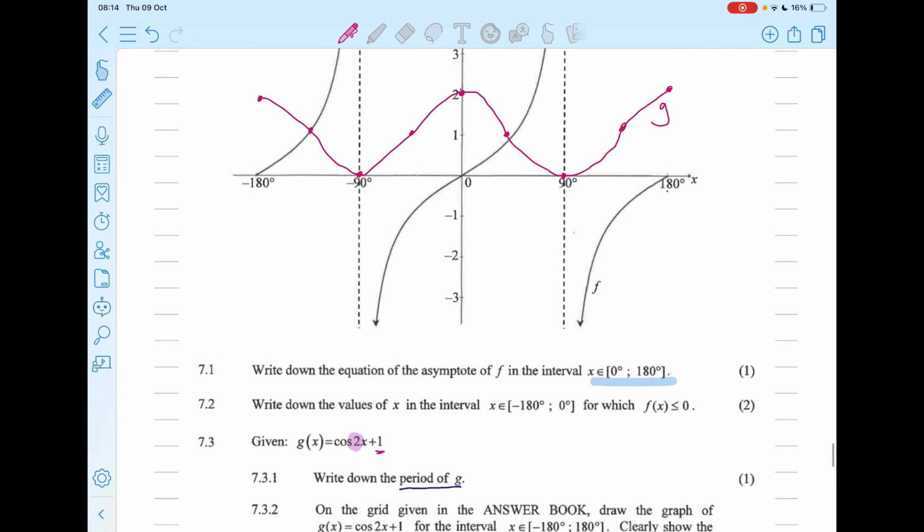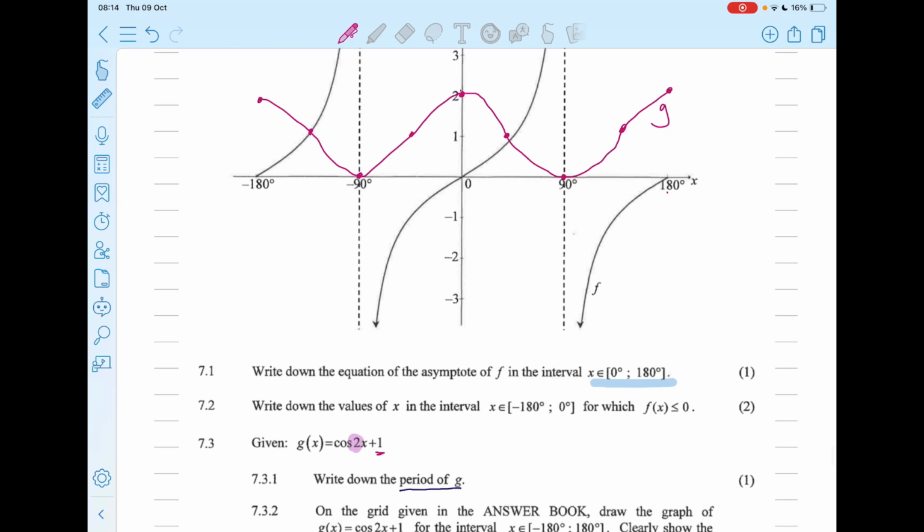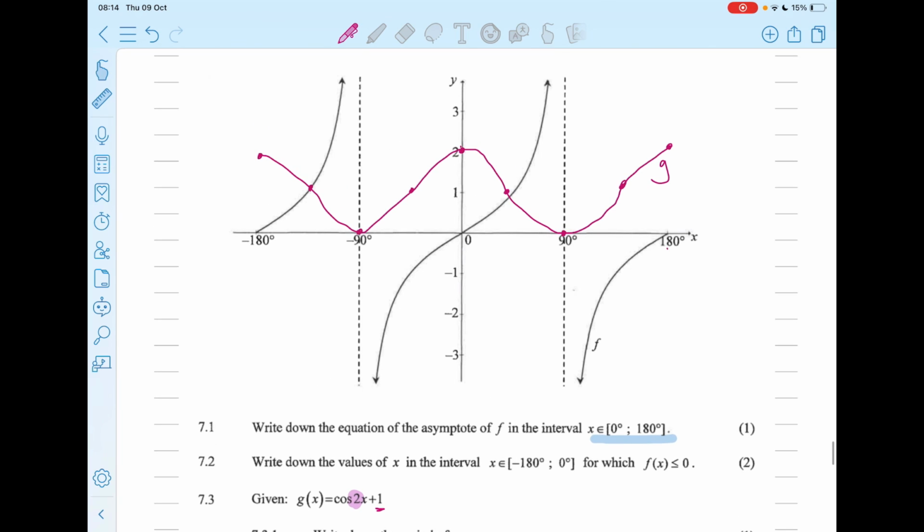Okay, they said we need to clearly show the intercepts and write down the coordinates of the turning points. So the coordinates of the turning points are there at 90 degrees and 0, and 0 degrees and 2, and then the other one is negative 90 degrees and 0.